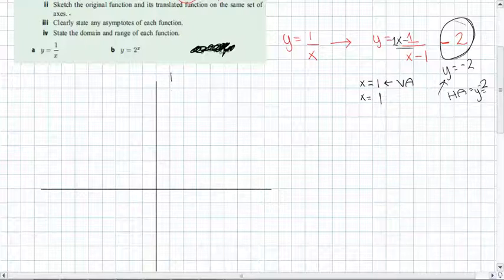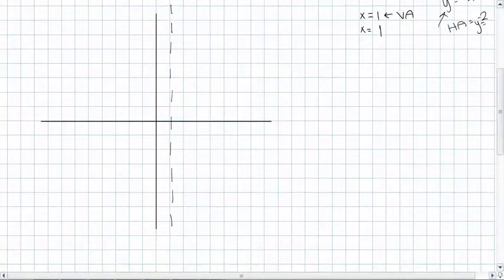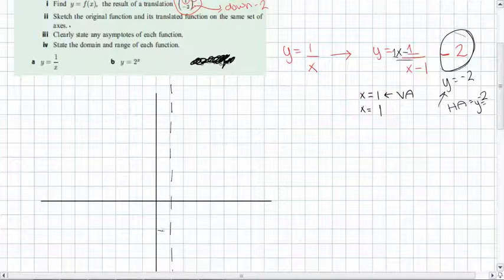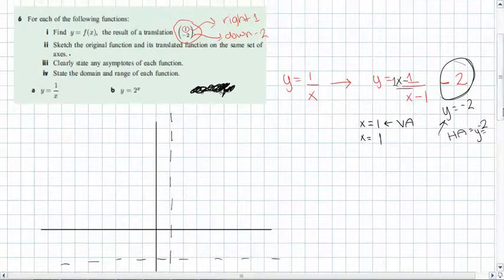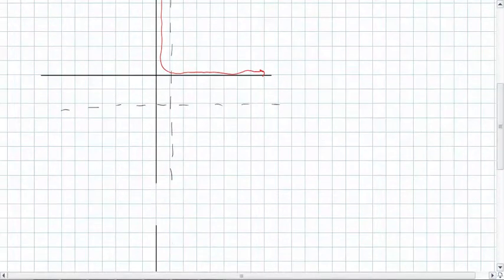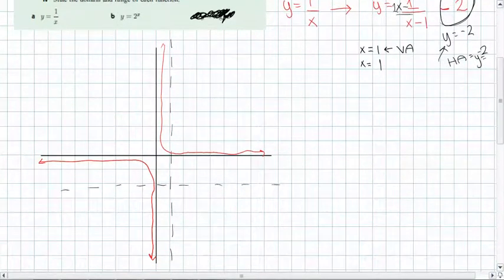Okay, so let's graph the vertical asymptote at 1 all the way down, and the horizontal asymptote at -2. Now we'll draw the original function. It goes something like this. The asymptotes are for the second graph, while the original function doesn't have asymptotes. So this is the original one. And now we're going to draw the second graph with the asymptotes, which will look something like this.